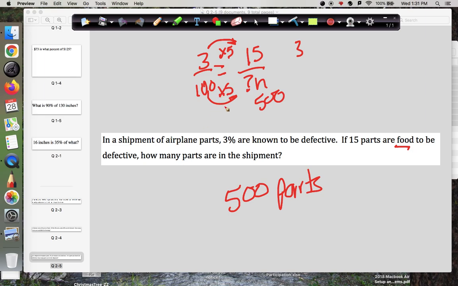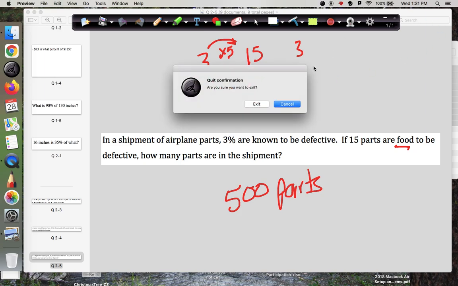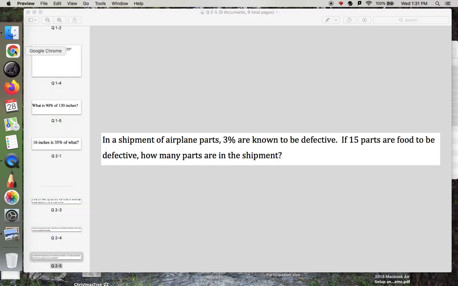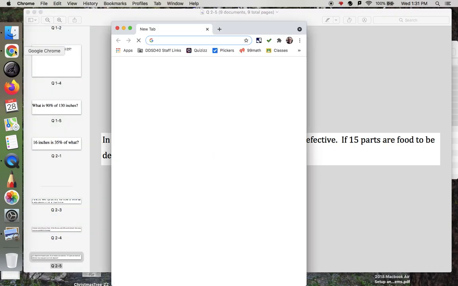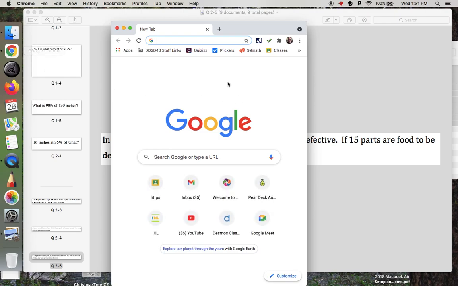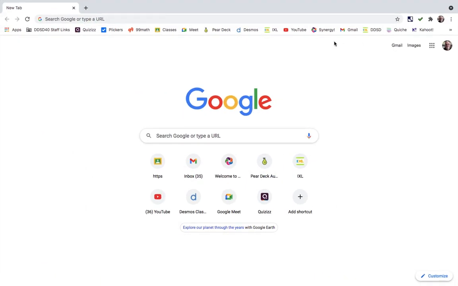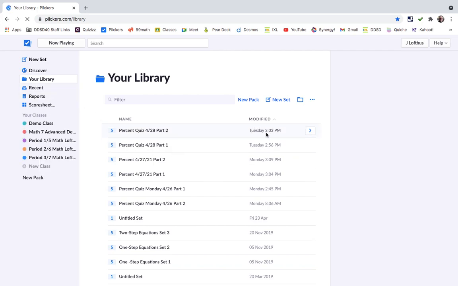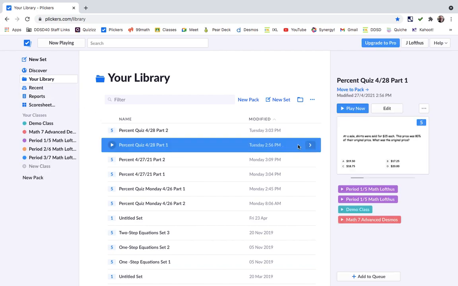Okay, so we have problem number 2 in the second set and 3 in the first set. So I'm going to go and try to find those. 1, 3, and 2, 2. We'll go to Plickers, and we'll go to 1, 3, edit these cards.